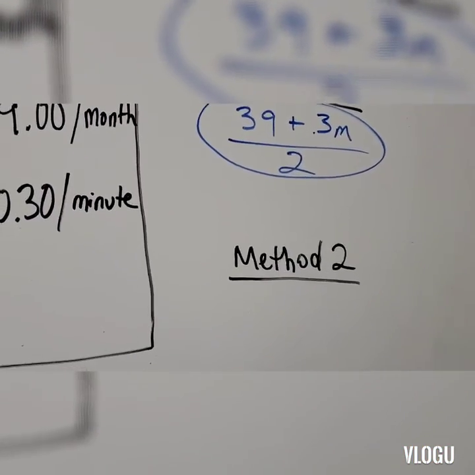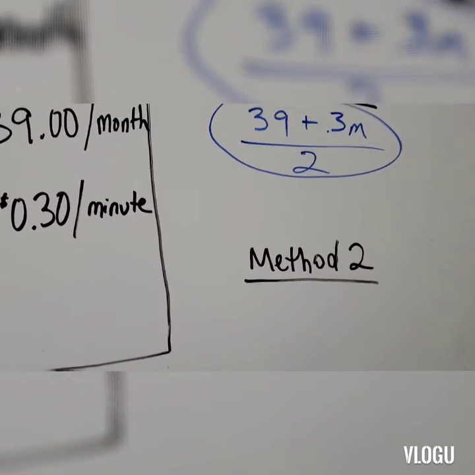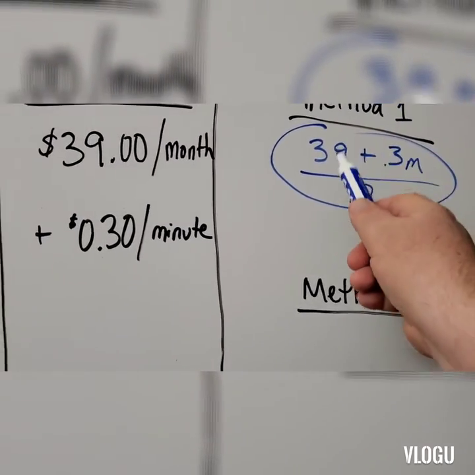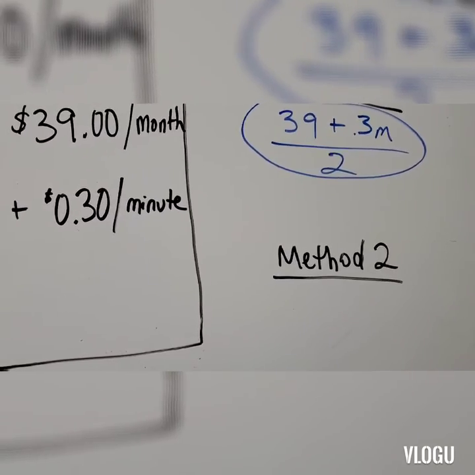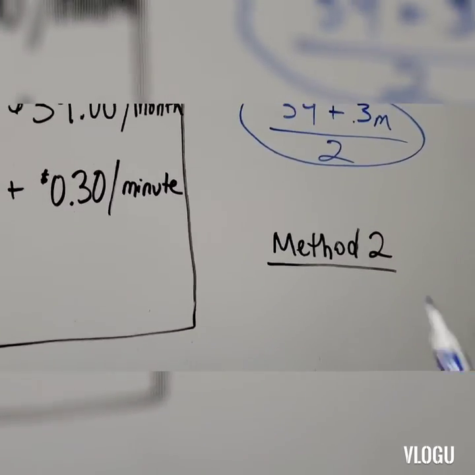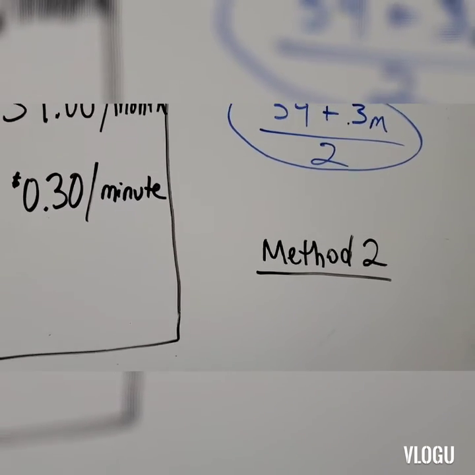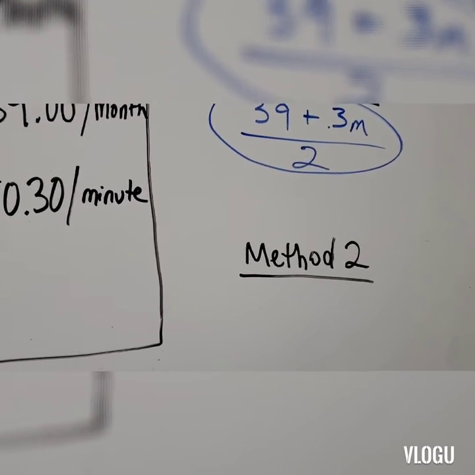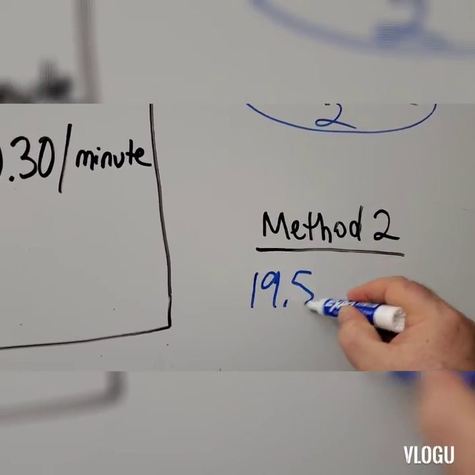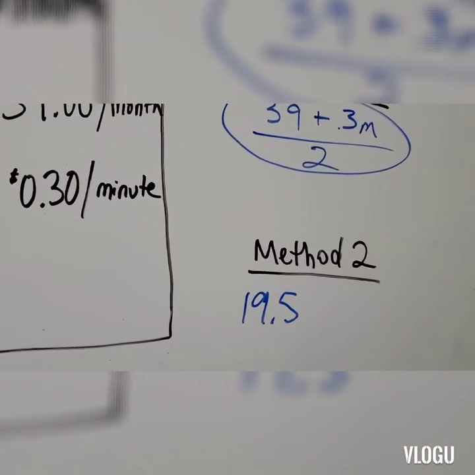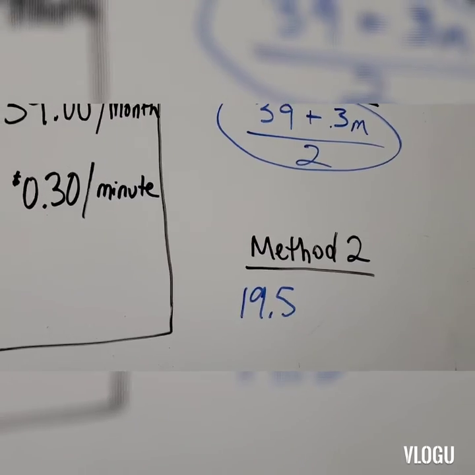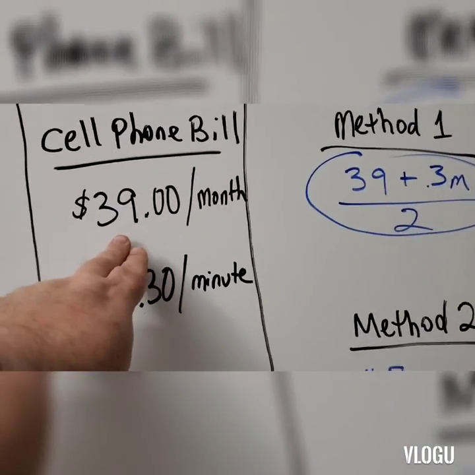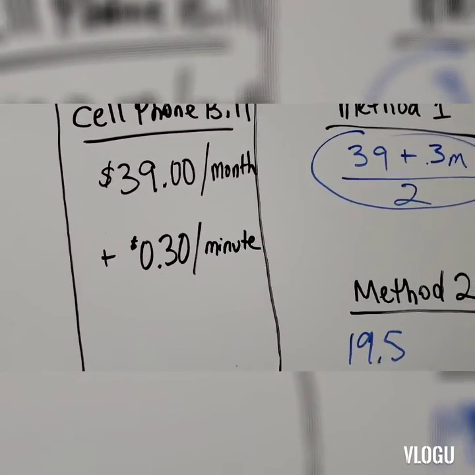But you could do it a different way. You do know that you're splitting $39. Instead of doing it this way, what if you took $39 and divided that by 2. 39 divided by 2, if you do the math, is 19.5, which really means $19.50. But as of right now, 19.5 would take care of half of $39.